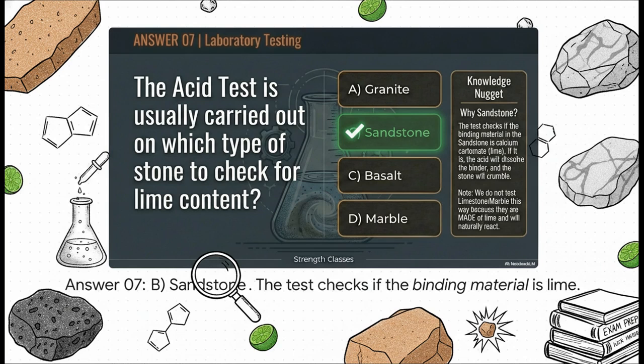Now, this is where a lot of people get tripped up. The point of the acid test isn't to see if the rock is lime. The point is to see if the binding material holding the sand grains together is lime. If you put acid on marble, of course it's going to fizz. The whole rock is made of lime. With sandstone, we're checking if its glue is weak. That's a huge strategic point to remember for exams.